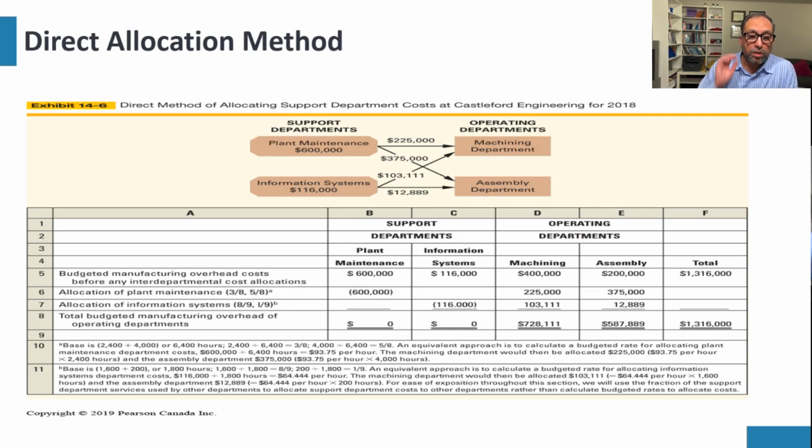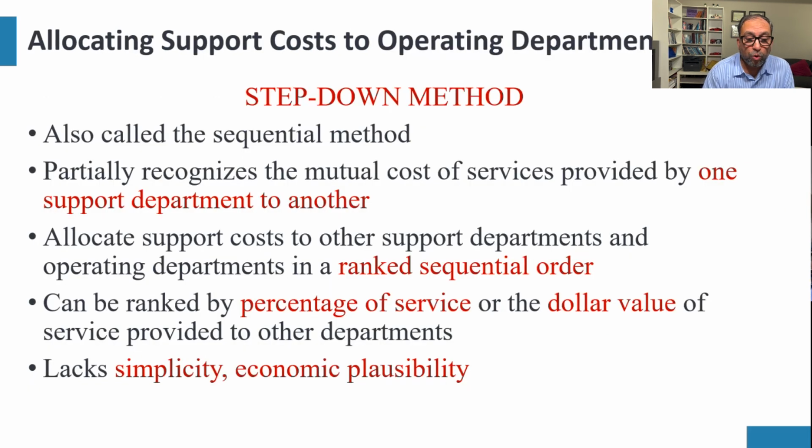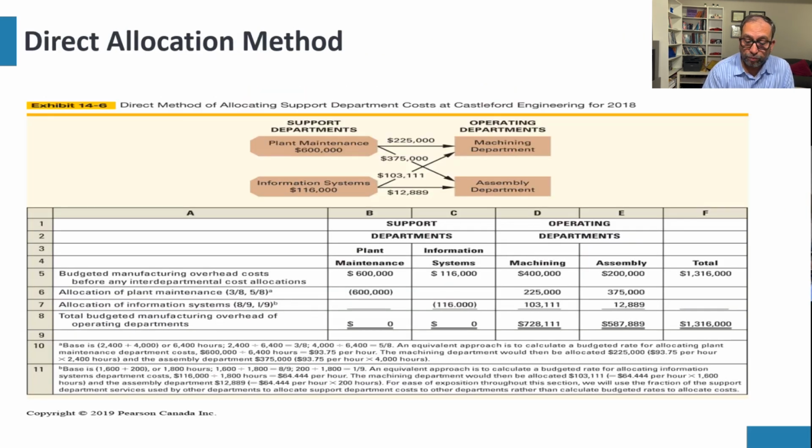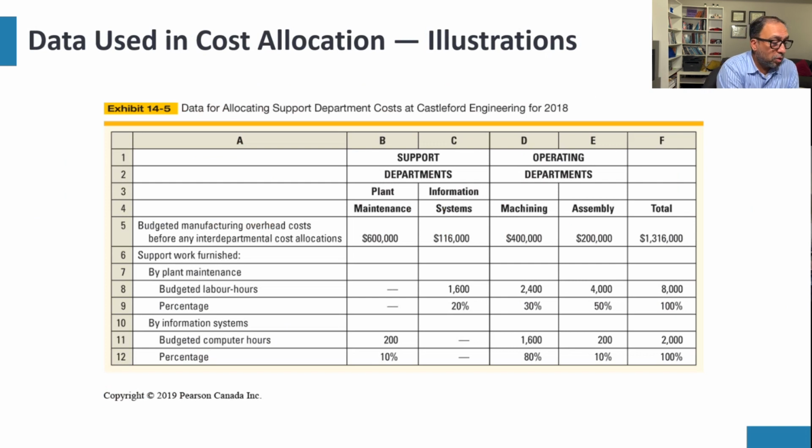How we divide this 225 and 375, I just mentioned to you. If we have a calculator, I'm going to explain it here. As I mentioned, if we go back, 2,400 divided by 6,400 multiplied by 600,000. So it's 225.